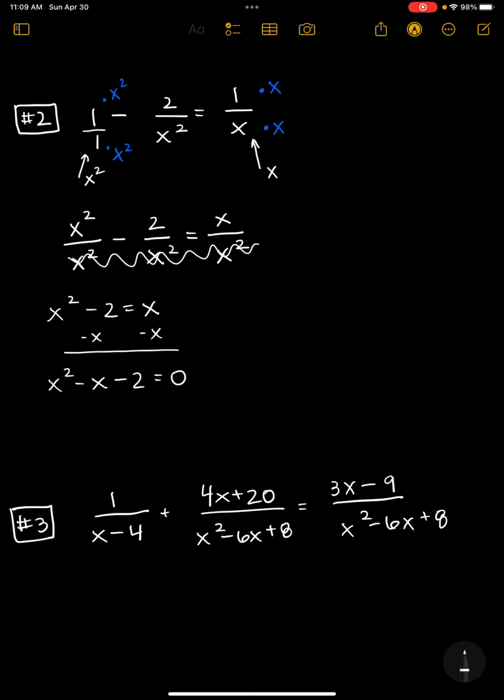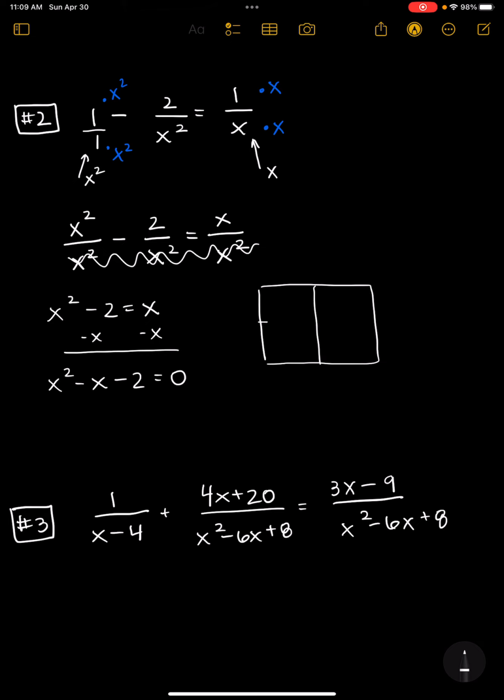Once I have that, that is a quadratic trinomial, so we can solve it a couple of different ways. We could graph it potentially and see where it crosses the x-axis. We could use the quadratic equation. We could factor it. I'm going to factor it because I believe this will be pretty easy to factor.